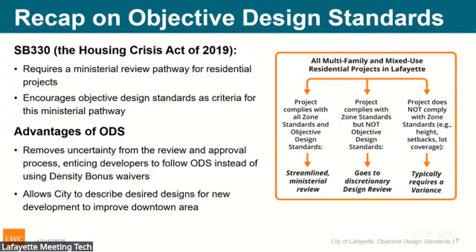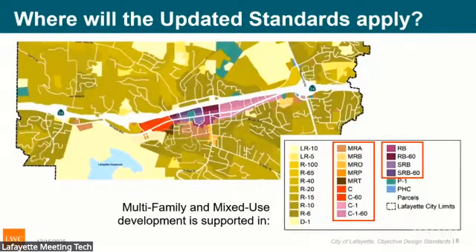If a project doesn't comply with any of these, including the basics, meaning height, setback, then it would typically require a variance. So as I mentioned, these standards will apply in every zone that supports multifamily and mixed use. So as you can see in this portion of the updated zoning map, this is basically the browns and peaches and reds and purples. So it's the downtown, but it's also a few scattered sites that we rezoned at the end of last year, beginning of this year.